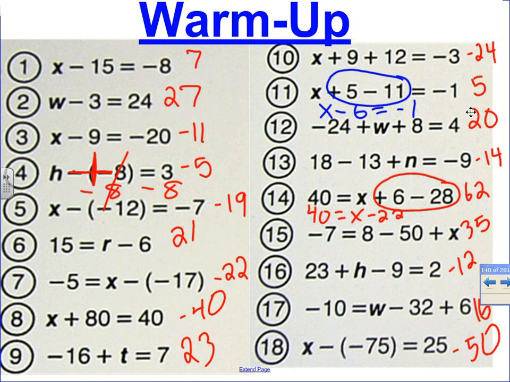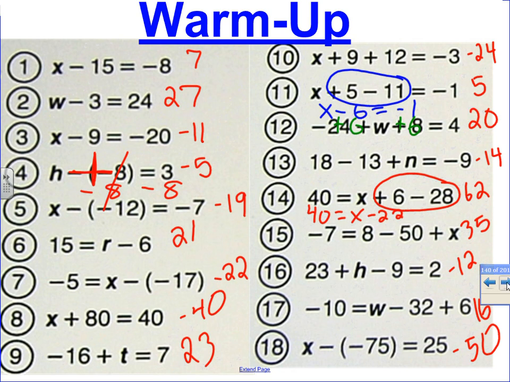So after you combine like terms, 5 minus 11 is -6. You then need to add 6 to both sides. -1 plus 6 is 5. Okay, anyone else on the warm-up? Questions? Okay, let's go over your homework.